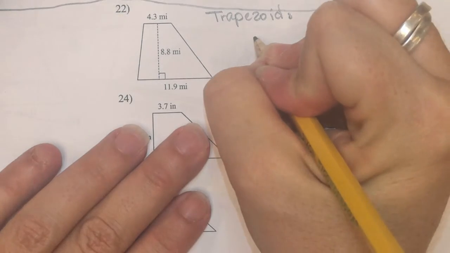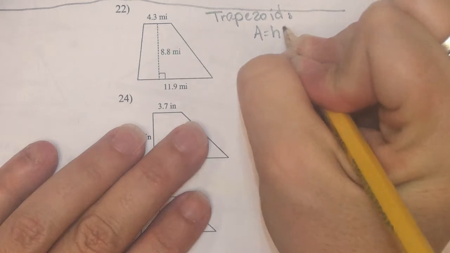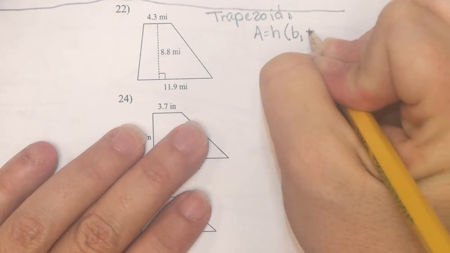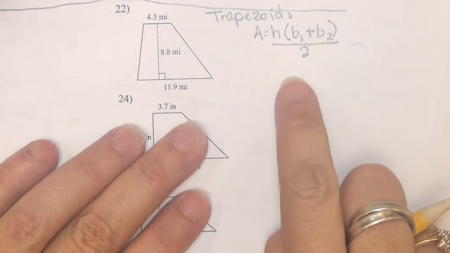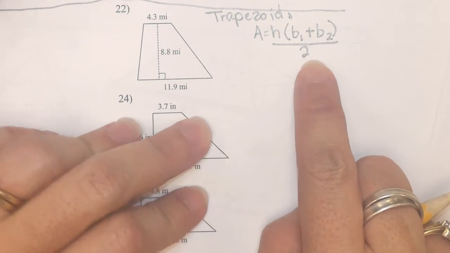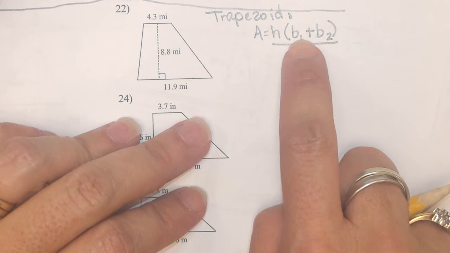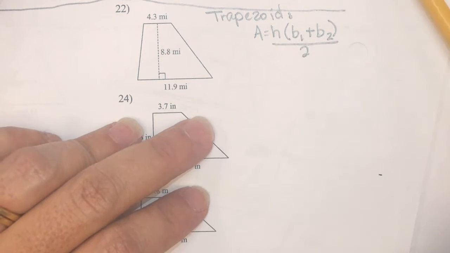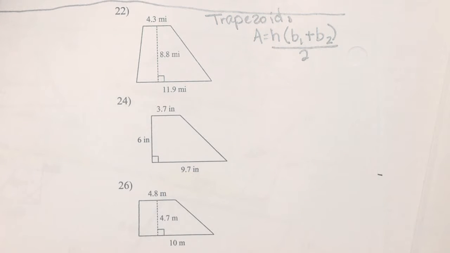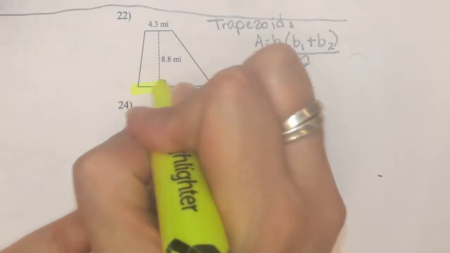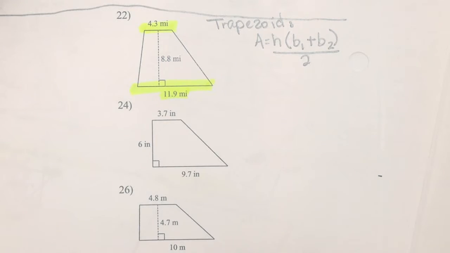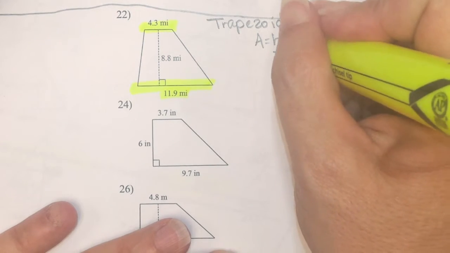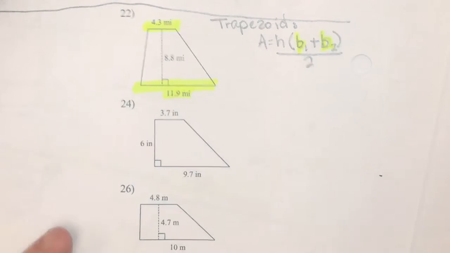The formula is the height times base 1 plus base 2 divided by 2. Many of you did all this math and just forgot to divide by 2. I got some kids who multiplied base 1 and base 2. Listen, when you're looking for the bases, you're looking for the two railroad tracks, the two roads, whatever, lines that are parallel. Those are my bases. Right there. Those are my bases. Okay?